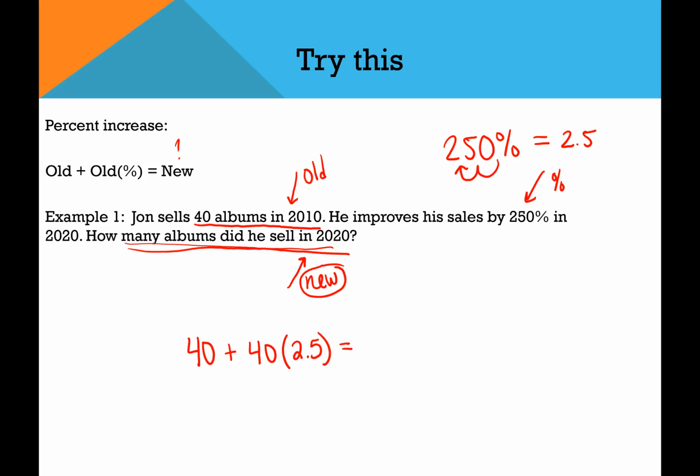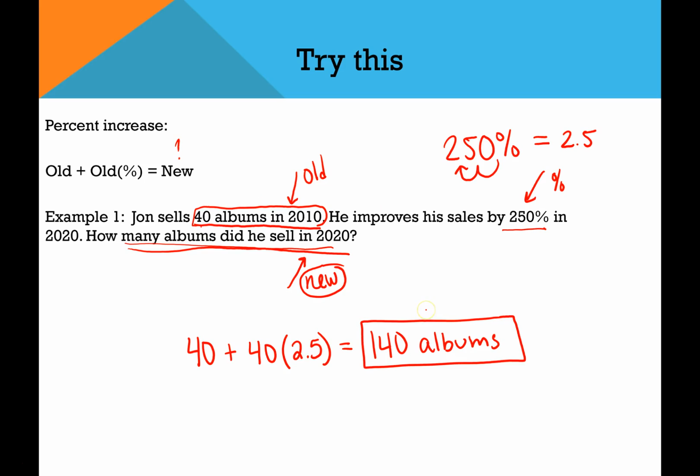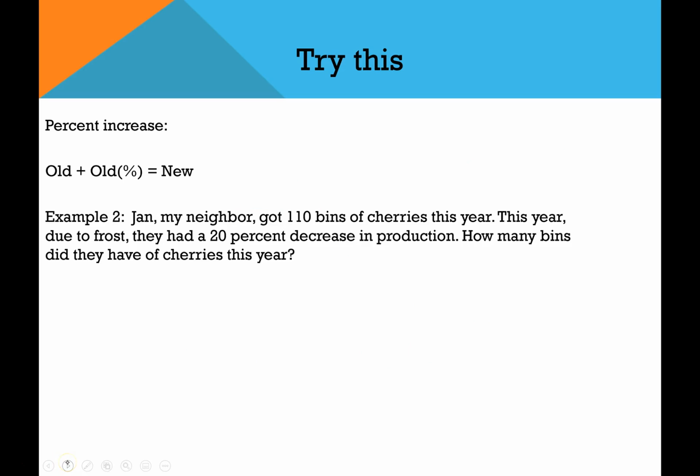All right, and now I'm just going to pick up my calculator and I do 40 plus 40 times 2.5, and that's equal to 140. And we're going to answer this with albums. And stop and say to yourself, does this answer make sense? If I improve 250% and it's selling 40 albums, yeah, I definitely should have a bigger number. That makes sense. All right, that's it for that question.